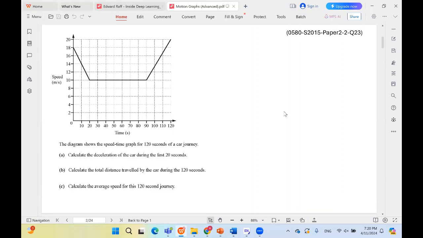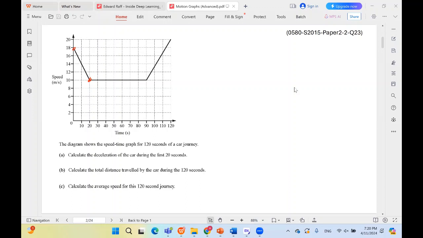The diagram shows the speed time graph for 120 seconds of a car journey. Calculate the deceleration of the car during the first 20 seconds. So during the first 20 seconds, this means that we are dealing with this point and this point. These are the initial and final points on the graph.